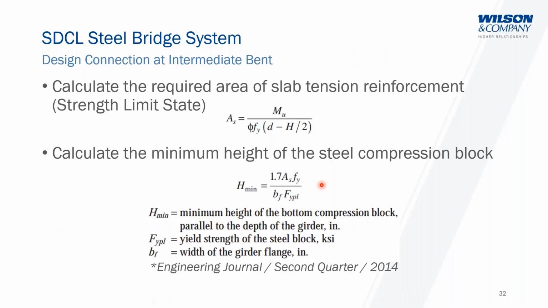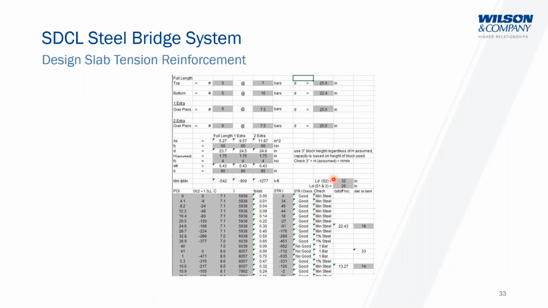And then in order to ensure that the bottom compression block remains elastic when the ultimate capacity of the connection is reached, the required minimum height of the steel block can be found using this equation, assuming the ultimate strength of the tension reinforcement. Based on the research that was done in the study I found, the ultimate strength is assumed to be 1.7 times the yielding strength, which explains the 1.7 there. So using these two equations together, we came up with a spreadsheet here.